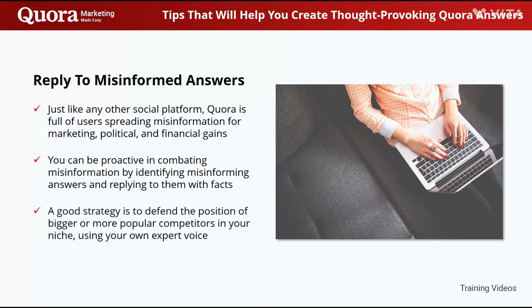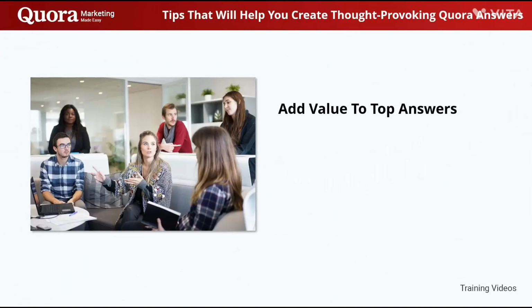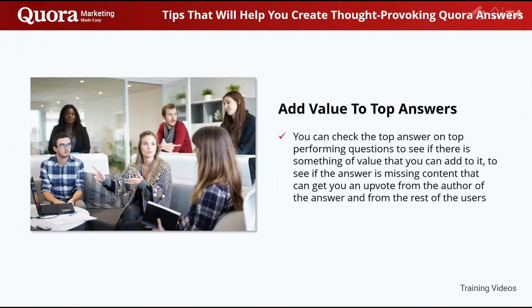A good strategy is to defend the position of bigger or more popular competitors in your niche, using your own expert voice. This will help you expose your brand to the audience of those competitors without you having to promote yourself. Add value to top answers. You can check the top answer on top-performing questions to see if there's something of value that you can add to it, to see if the answer is missing content that can get you an upvote from the author of the answer and from the rest of the users.